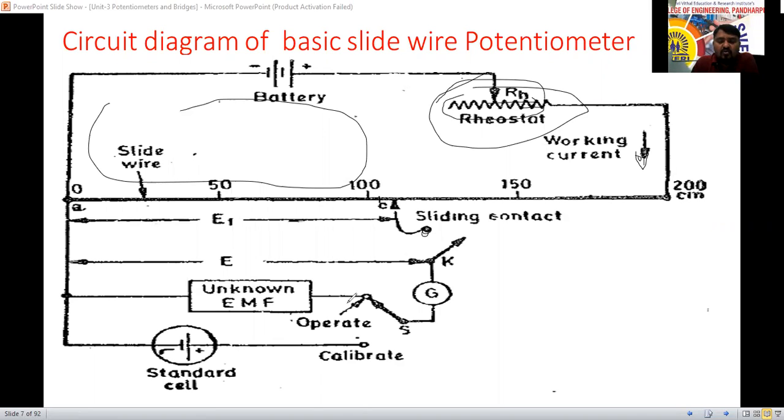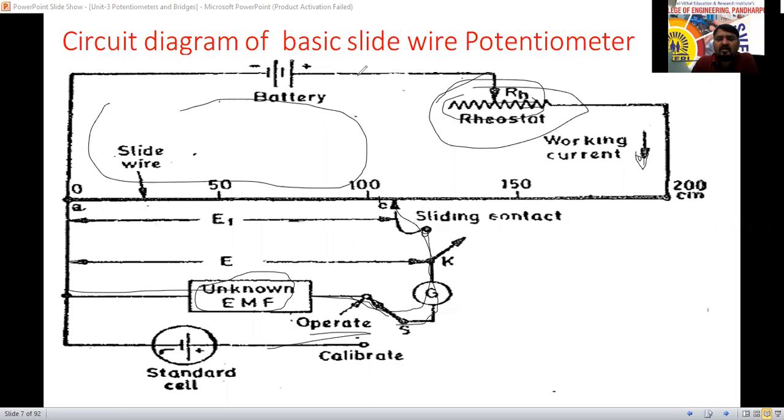Here, if we are going to operate, it means we are going to measure the unknown EMF. This unknown EMF can be measured if it is under operation mode. If it is operation mode, it is also connected to the negative terminal of this one. So if the switch is closed, and when I close the K, it will take the supply. It is also a closed conducting path.